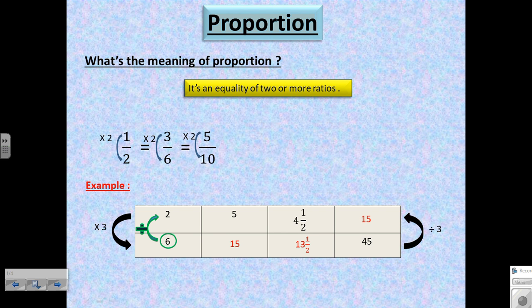So 2 over 6 is proportional to 5 over 15, and is proportional also to 4 and 1 over 2 over 13 and 1 over 2, and is proportional to 15 over 45. All of them are proportional to each other, which means the 4 fractions are equal at the end, or the 4 ratios are equal. Okay.